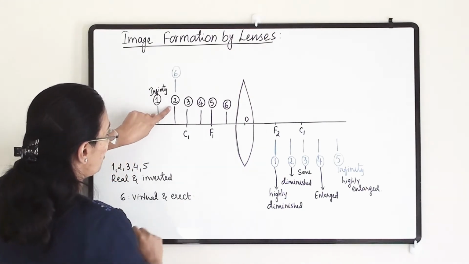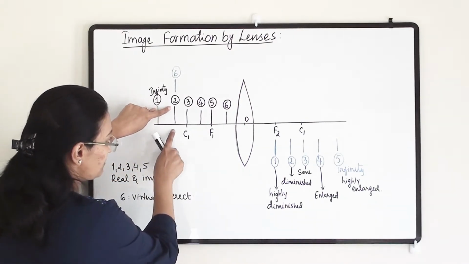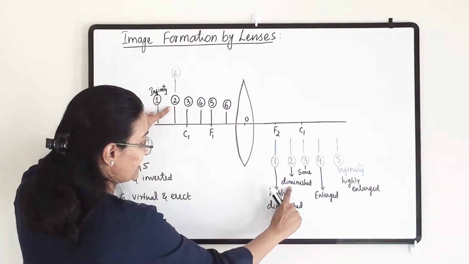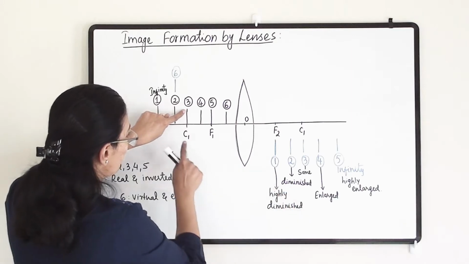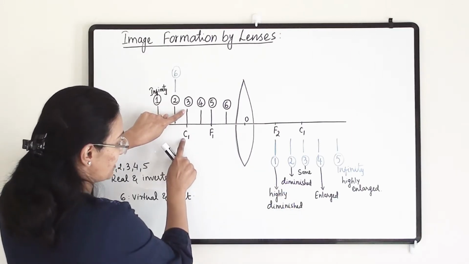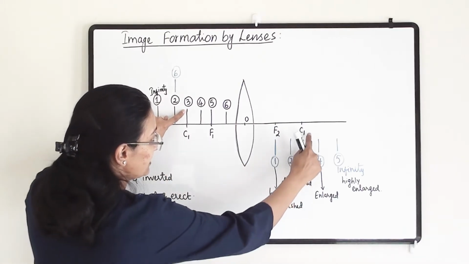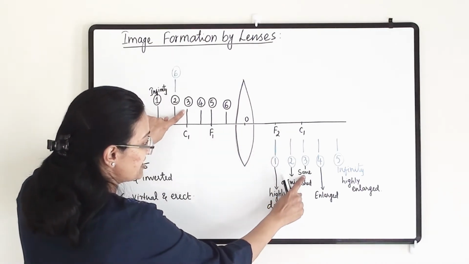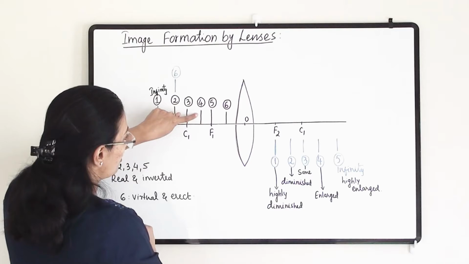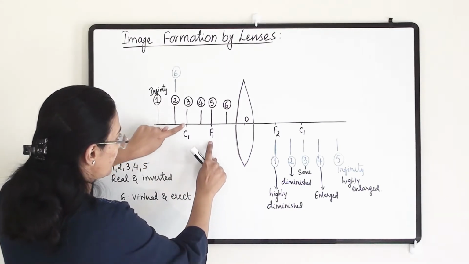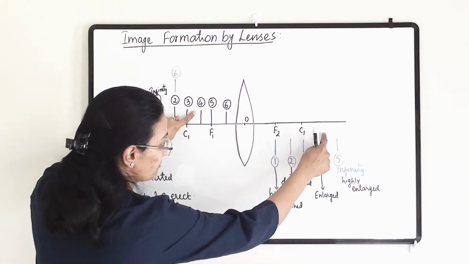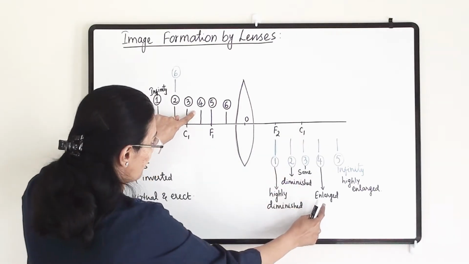When we are keeping the object beyond C1, we are getting the image in between f2 and C1, it will be highly diminished. Then when we are keeping the object at C1, we will get the image also at C1 towards the other side, and it will be same size. When we are keeping the object in between C1 and F1, we will get the image beyond C1. So that will be enlarged.